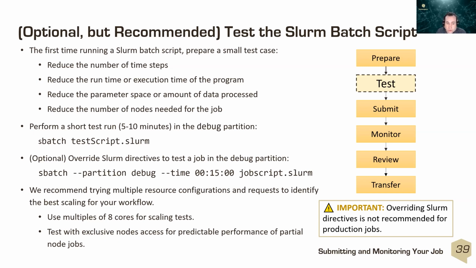You should perform a short test run that takes about 5 to 10 minutes in the debug partition, and you can do that by just submitting your batch script. You can either go into your batch script, which you can see here in this first line, and edit the partition directive to put it specifically into the debug queue. Or you could override the Slurm directives. You leave the work partition in the job script, and then when you sbatch it to the scheduler, override the directive using the --partition command line argument to sbatch.